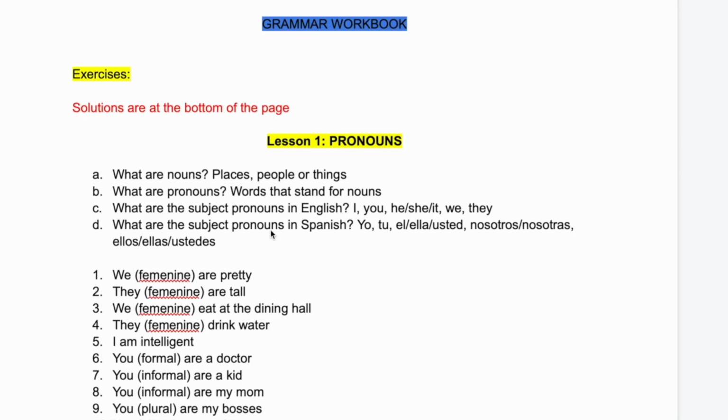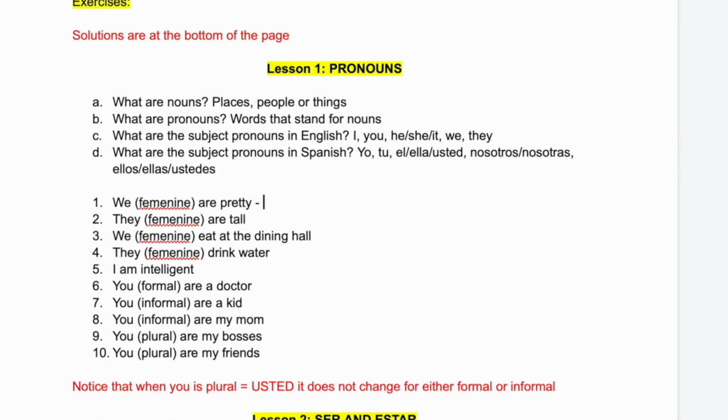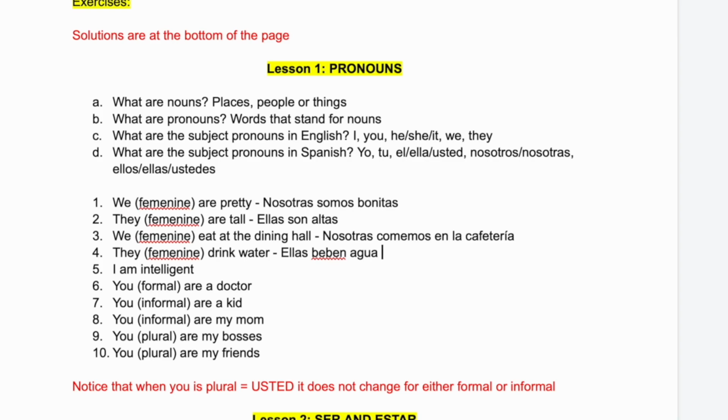We feminine are pretty, right? Nosotras somos bonitas. They feminine are tall. They feminine, ellas son altas. We feminine eat at the dining hall. Nosotras comemos en la cafetería. They feminine drink water. Ellas beben agua.